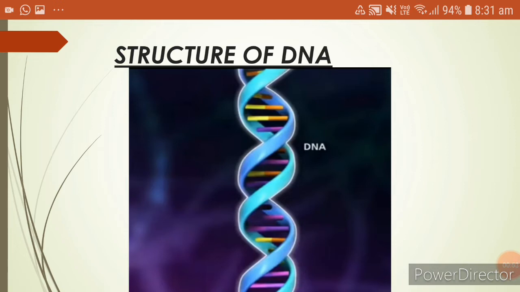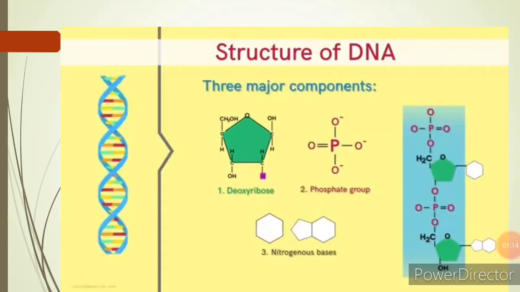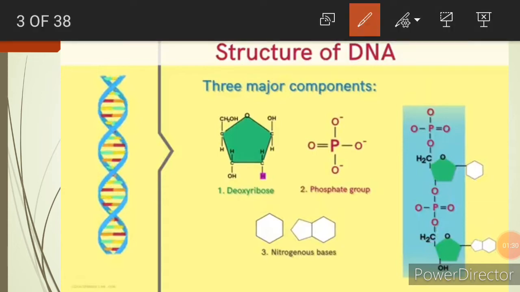Francis Crick and James Watson, two scientists in the field of genetics, worked on the structure of DNA. They even got the Nobel Prize for the discovery of the double helical structure of DNA. So let's understand how exactly this double helical structure looks. We may have come across the structure of DNA somewhere. Yes, according to Watson and Crick, DNA is made up of three major components.